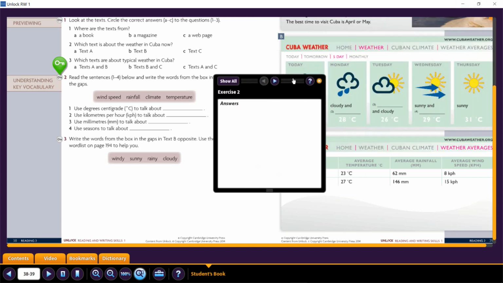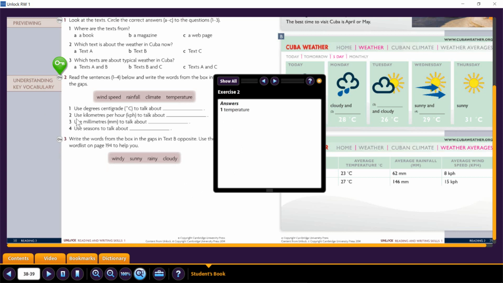So ladies, with number 1, we use degrees centigrade, C. Whenever we use C, we are aiming to talk about what? Use degrees centigrade, C, to talk about what? What do you think? C is usually related to temperature, climate, rainfall, or wind speed. What do you think? Whenever you see this, you need to know that we are going to talk about temperature. So, number 1 with temperature.